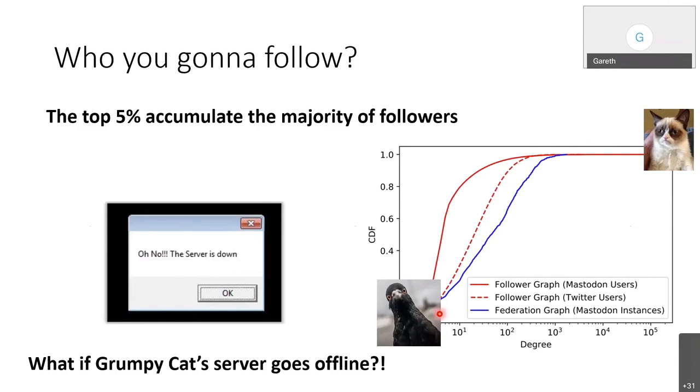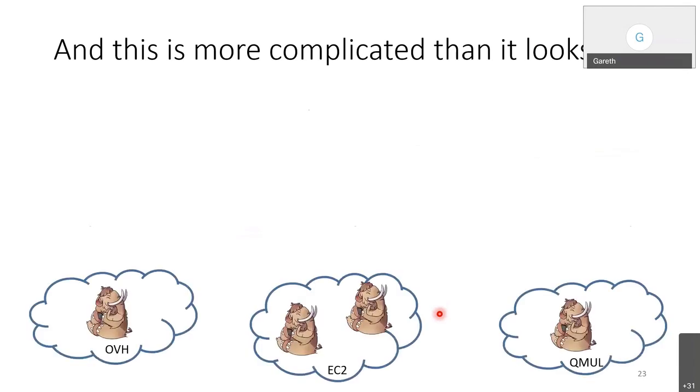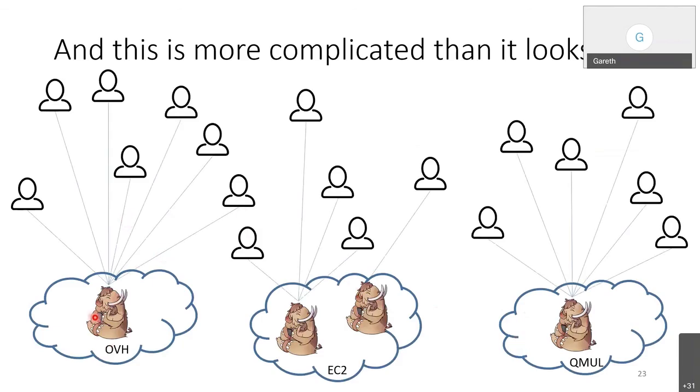The initial thought you might have is, well, that's a bit inconvenient because if he gets severed from the network, people can't see his posts. But it's actually much more complicated than that. So let me show you why that is the case. So imagine we've got four Mastodon servers, and you can see they're hosted in three different networks. So each of these Mastodon servers have their own independent groups of users. Right? Very straightforward.